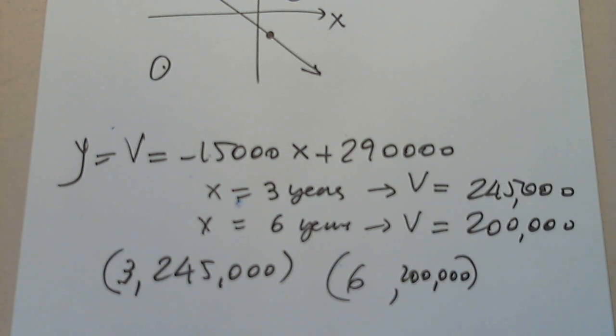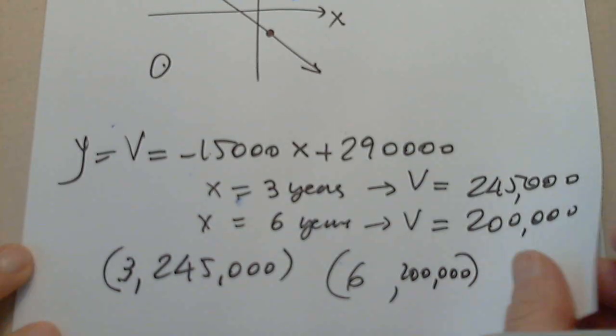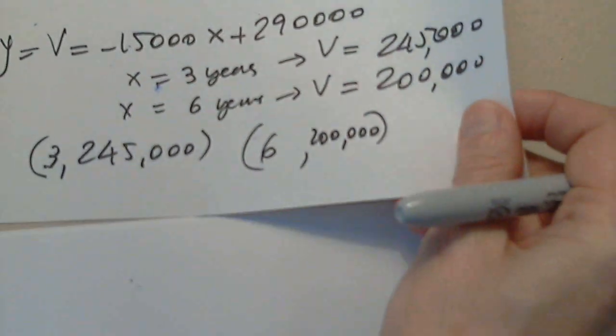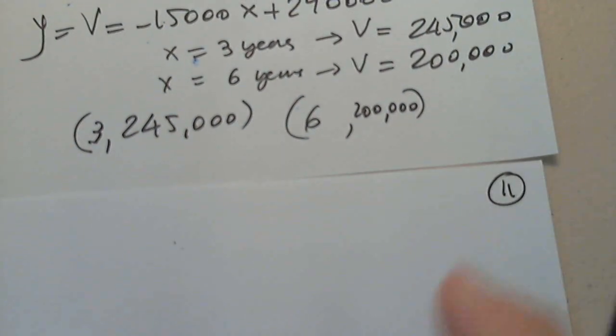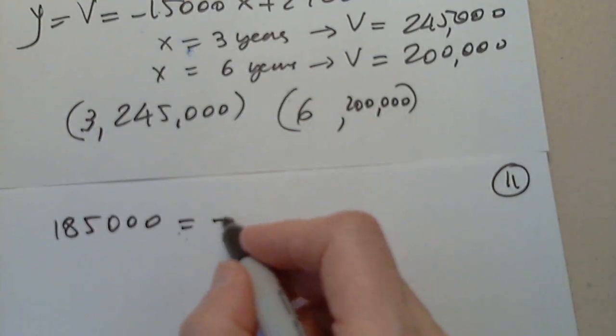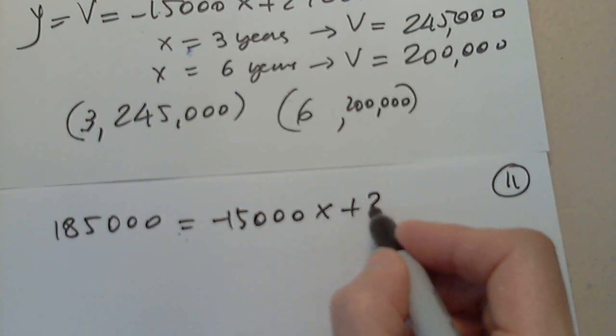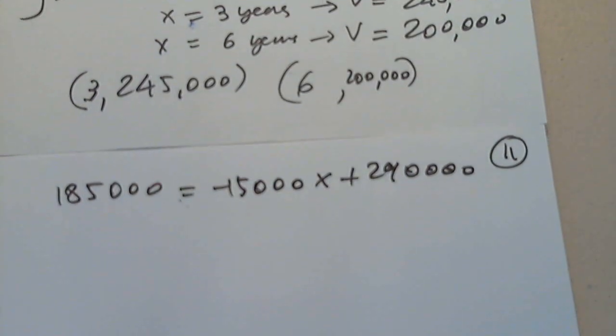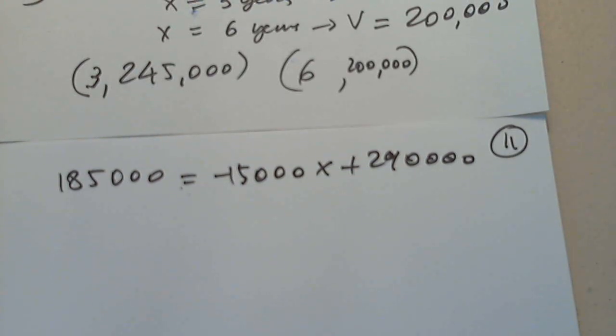Now, we continue with the question. After how many years will the book value of the apartment building be 185,000? What is given now? It's not x. Now the value is given as 185,000. That equals negative 15,000x plus 290,000. So now the value is 185,000. How many years later does this happen?